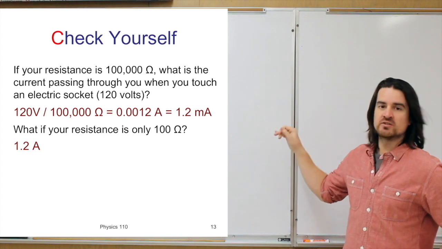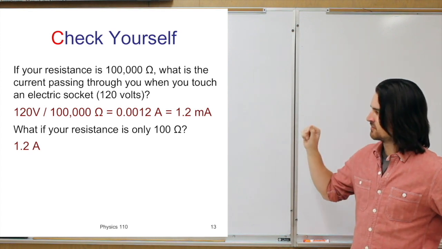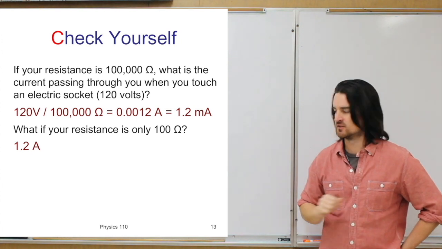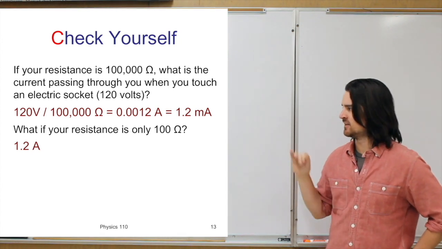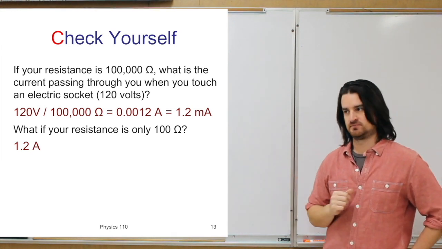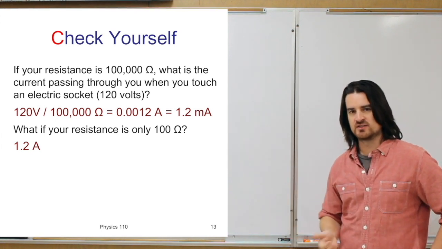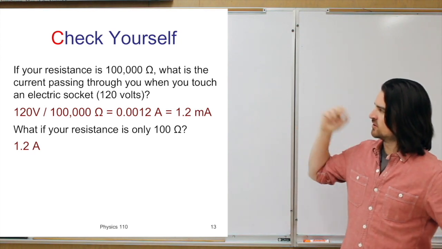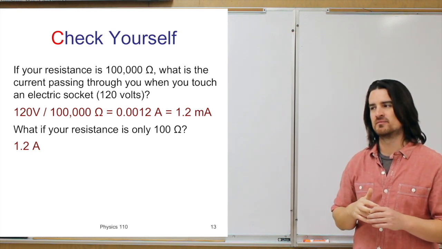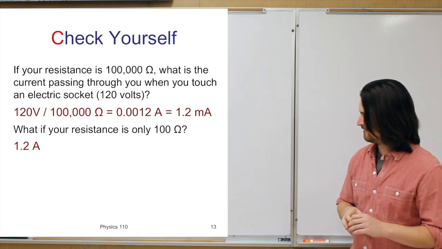However, if for some reason your skin's resistance dropped down to 100 ohms, do that same calculation, and you find that 1.2 amps of current are going to flow out of that outlet and through your body, and that's well above the region that is going to be dangerous. So it'll probably kill you. So be very careful when dealing with electrical sockets. It's good that dry skin has a fairly high resistance, but if your skin is wet, then it conducts current a lot better. It has a much lower resistance.